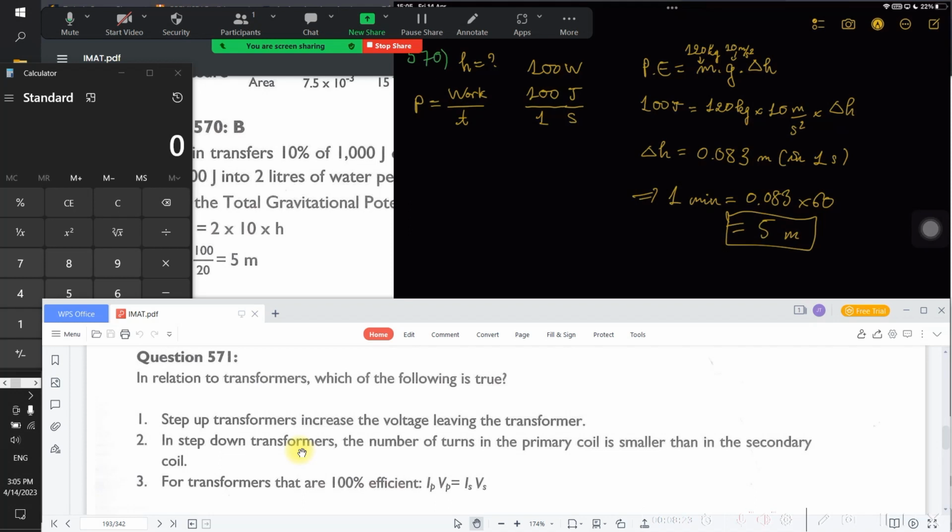Number 3, for transformers that are 100% efficient. Moment please, I need to, maybe, where's the eraser? Okay, I'm just gonna erase everything here.